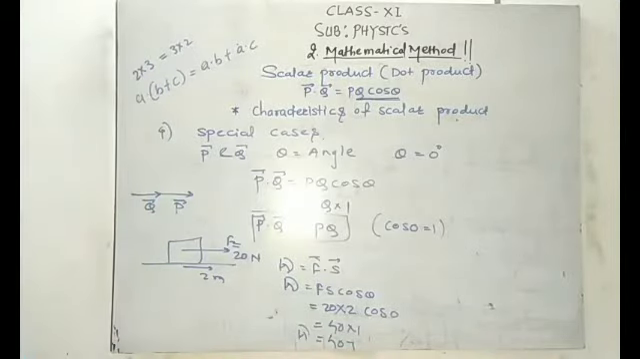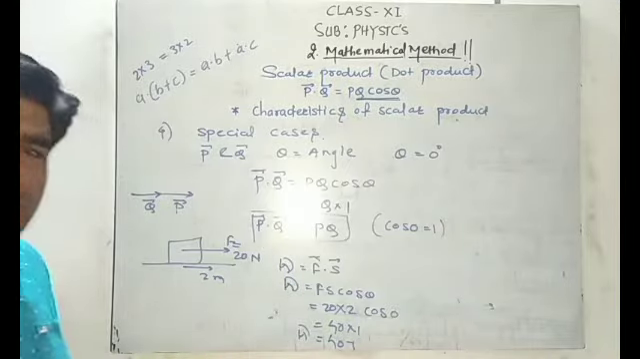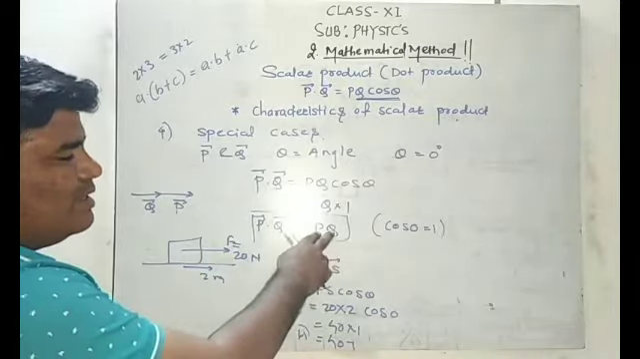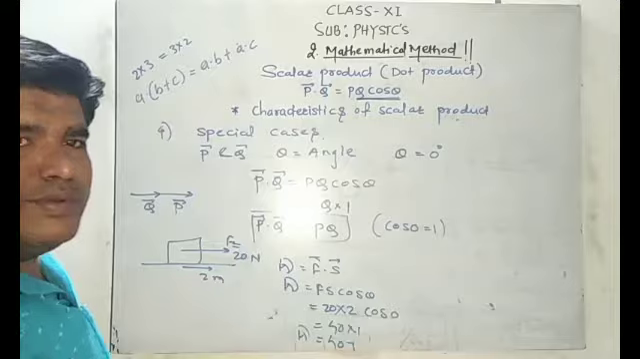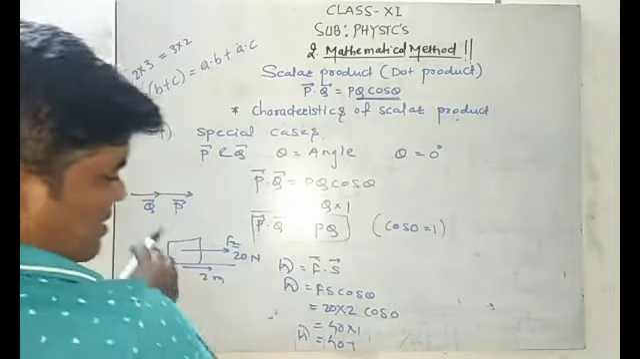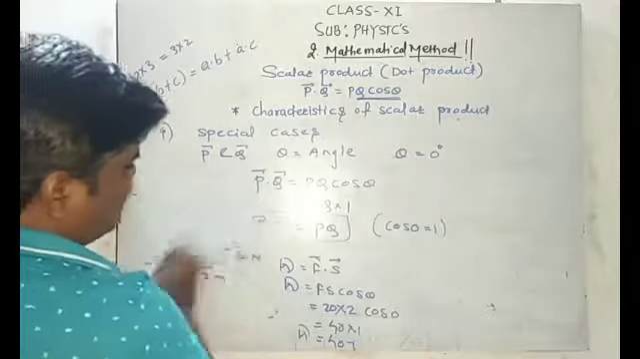Right? So this is the fourth characteristic of a scalar product. If theta is equal to 0 degree, then cos 0 is equal to 1, and therefore the product of the magnitudes of these two vectors is PQ. So next, let's move towards the next property.